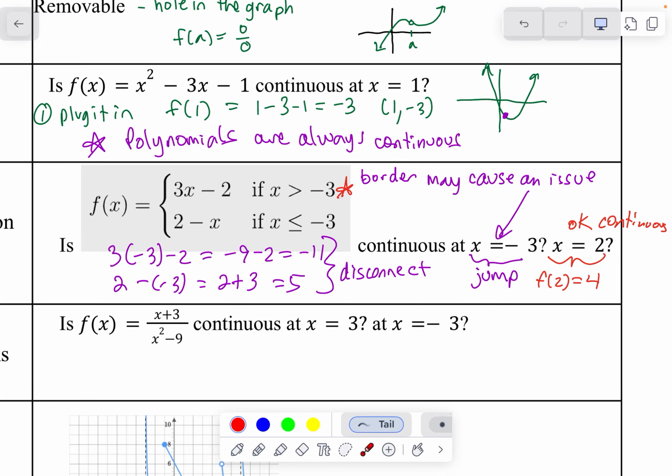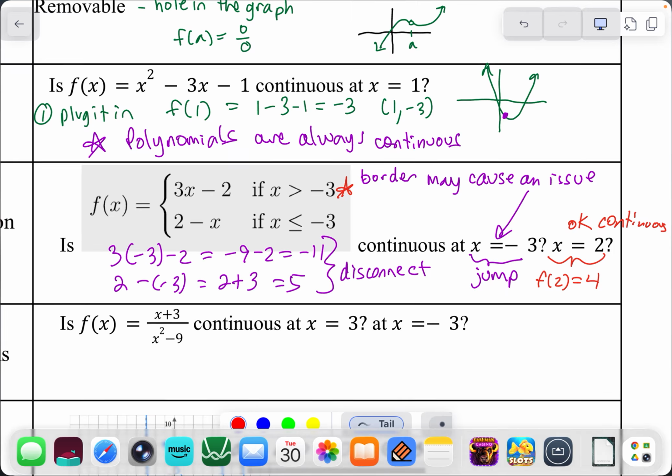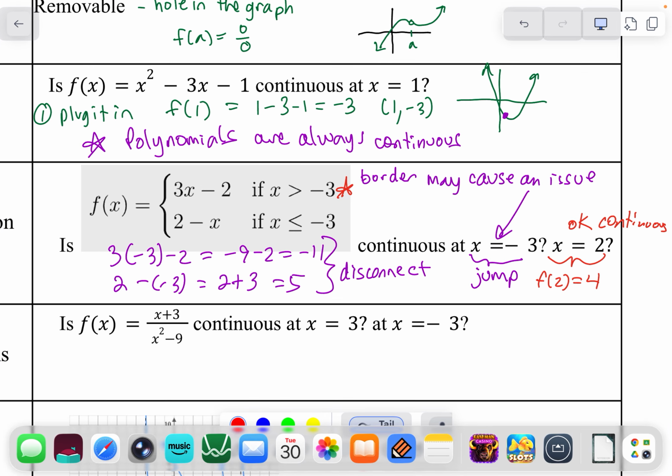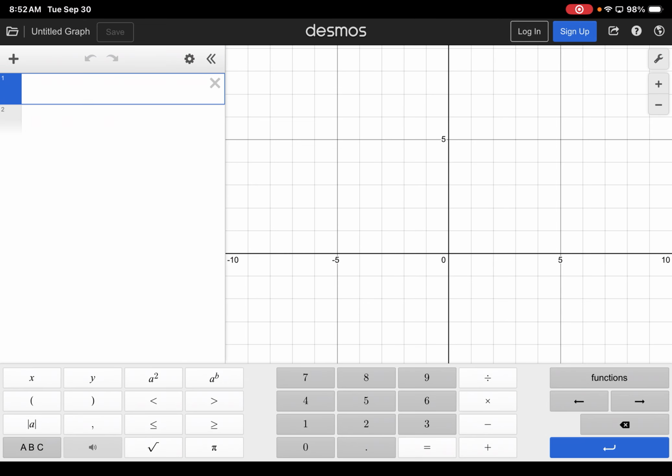Okay, so let me show you how to put this into Desmos. It's going to be important as you try to check your work and see what's happening. So if we go to Desmos, here's how you put in a piecewise function. You type in that top one, which was 3x minus 2. You hopefully wrote that down. And here's how you tell it that you want it to be greater than -3.